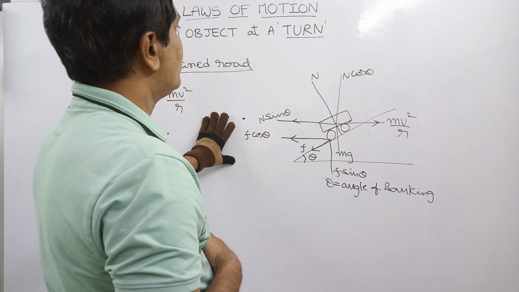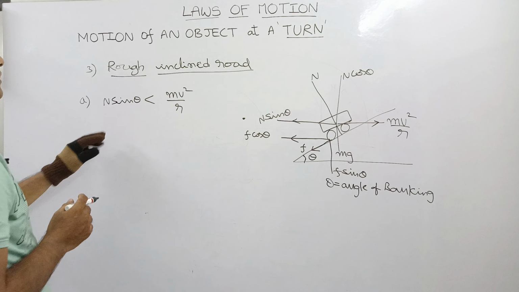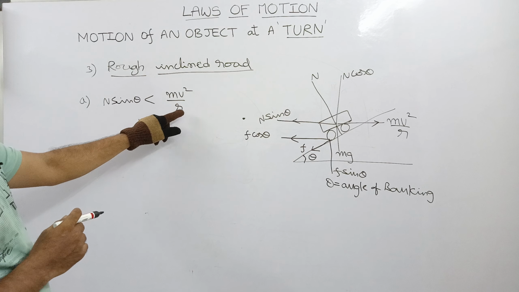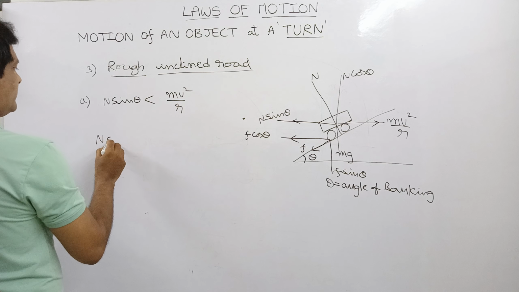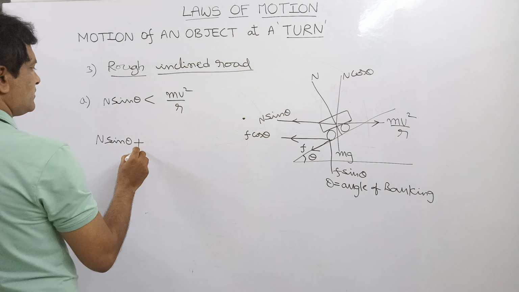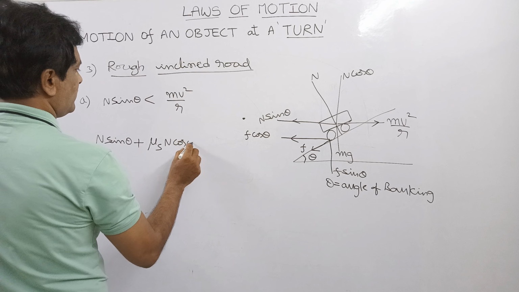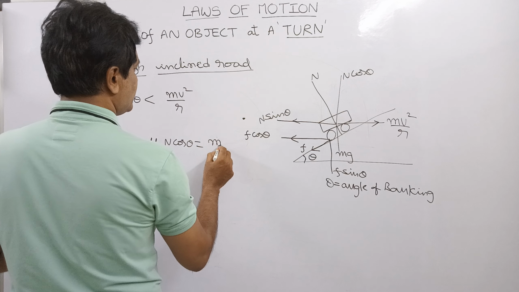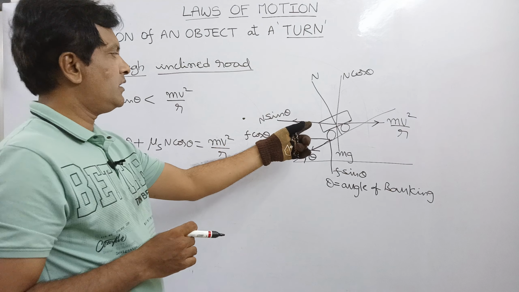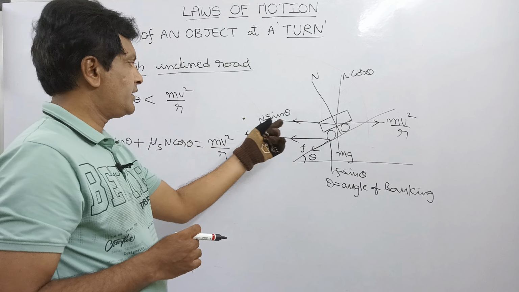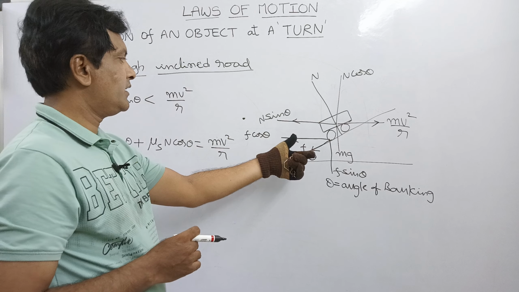Okay, see here, now we equate these equations, how it goes. Look at that, N sin theta less than means the centrifugal force is more. So here we can write N sin theta plus F cos theta, that means mu s N cos theta, is equal to mv square by r. See why? Because this is the normal reaction component acting towards the center, and this is the static friction component acting towards the center.